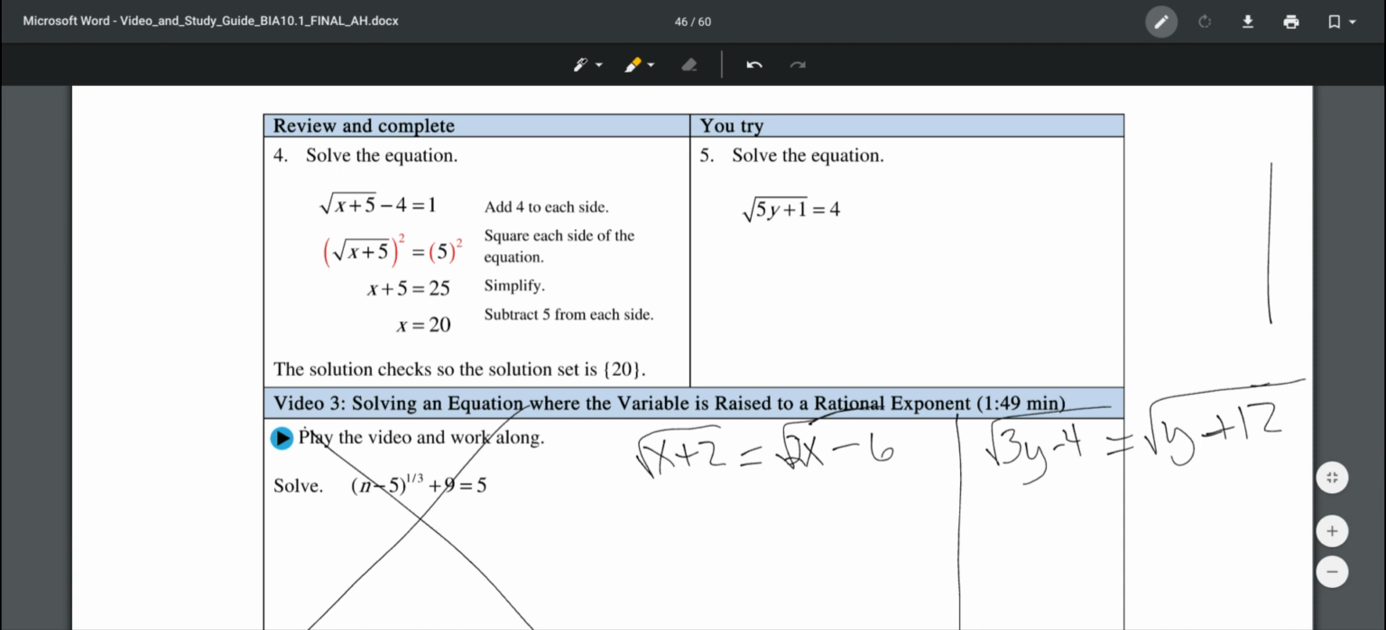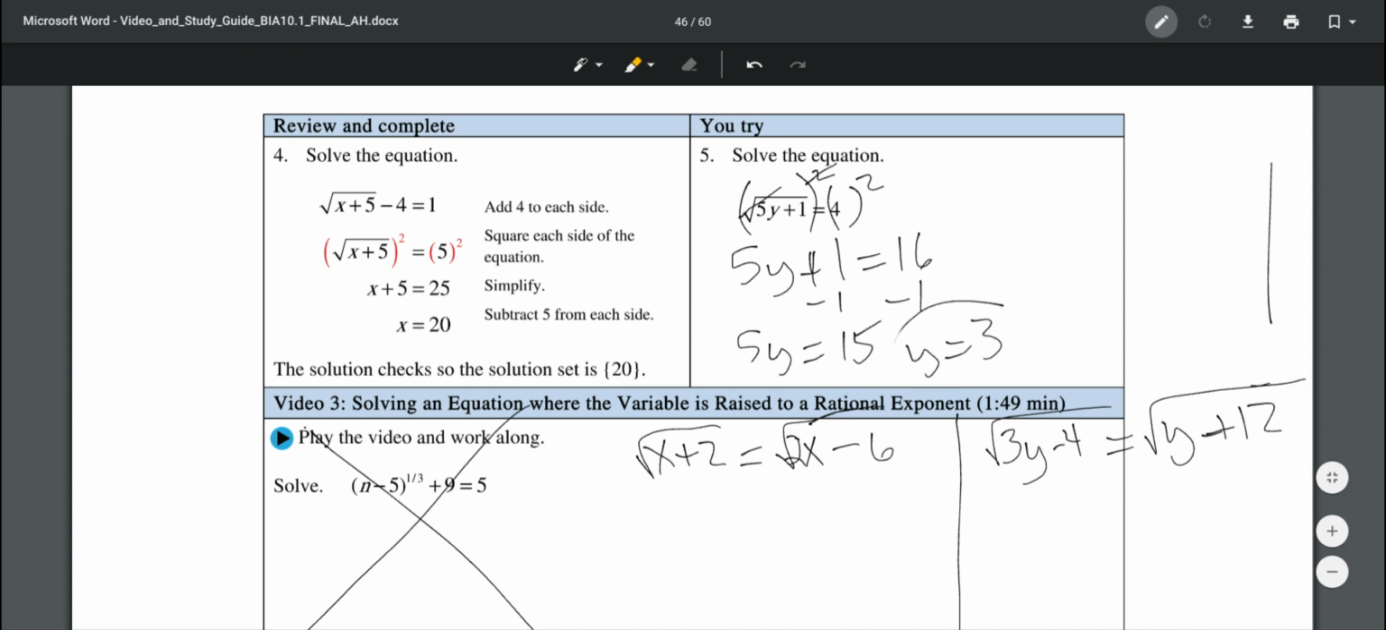In example 5, the radical is already isolated, so I don't have to move anything like I've had to do in previous problems. I can go straight to the squaring of both sides. That square will knock out that radical. That gives me 5y plus 1. 4 squared is 16. I am going to subtract 1, and that gives me 5y equals 15. When you divide by 5, y should equal 3.